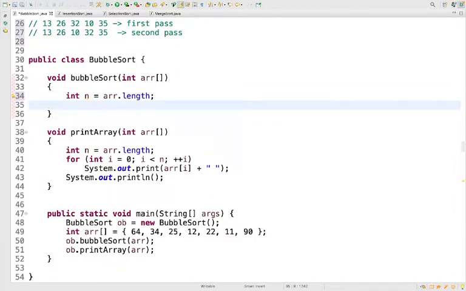Then we are going to write for int i equal to 0, i less than n minus 1. We have to go only n minus 1 steps, because we are comparing two numbers, so only n minus 1 passes are more than enough for us.